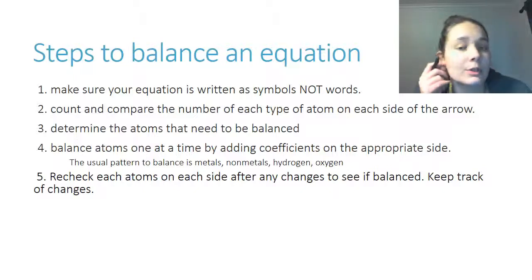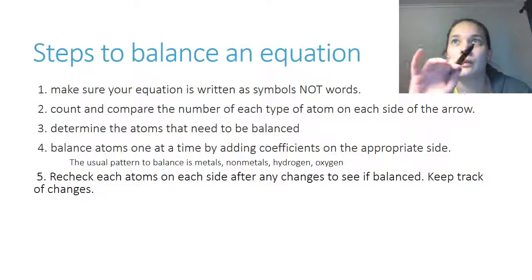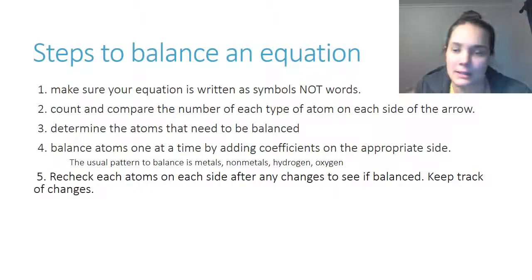Then what you need to do is to recheck each atom on each side after the changes to see that it's balanced. And what that means is to double check. So 5 H2Os, 5 H2, 5 times 2 gives me 10 O, 5 O's, 10 H's, 5 O's. And then see if it's the same on both sides. That's what it's talking about.